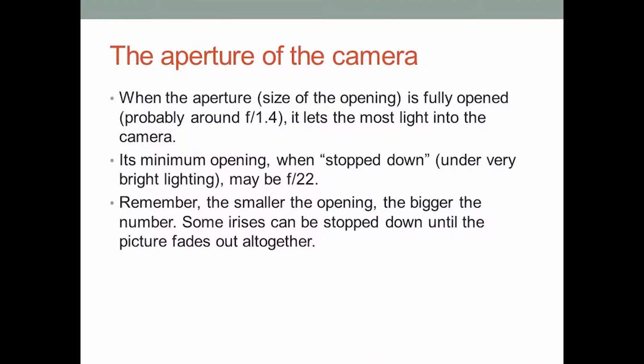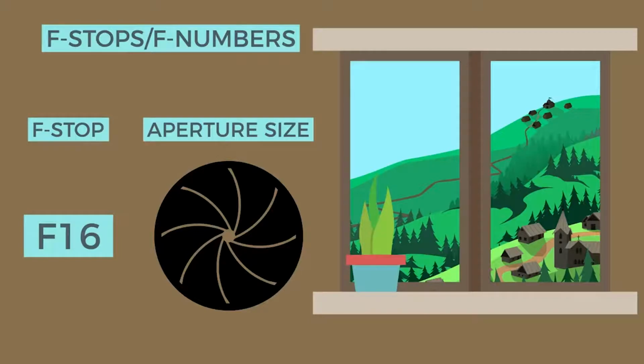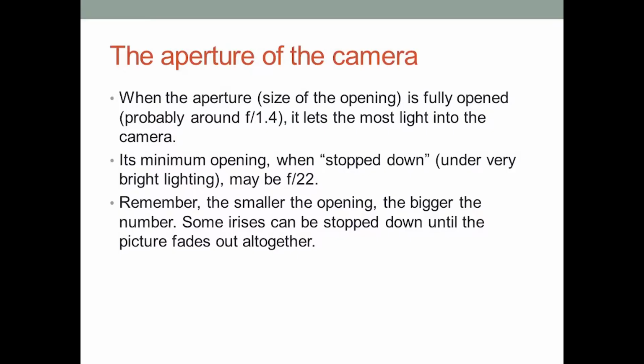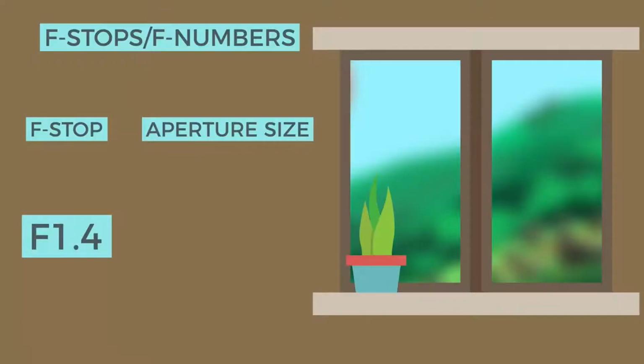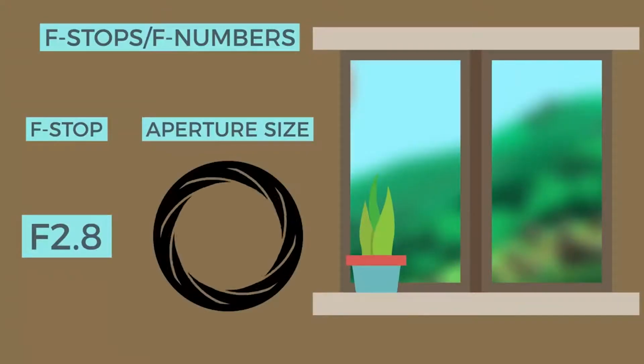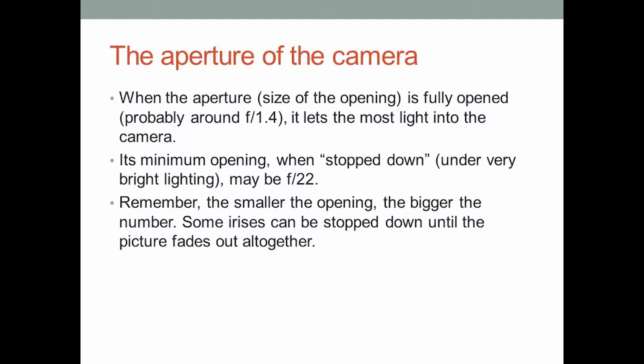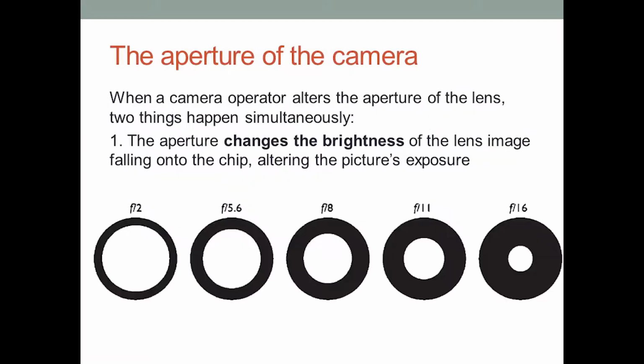What you need to know about the camera is the aperture. When the aperture, the size of the opening, is fully open, probably around f1.4, it lets the most light into the camera. Its minimum opening, when stopped down under very bright lighting, is maybe f22. Remember, the smaller the opening, the bigger the number. Some irises can be stopped down until the picture fades out altogether.